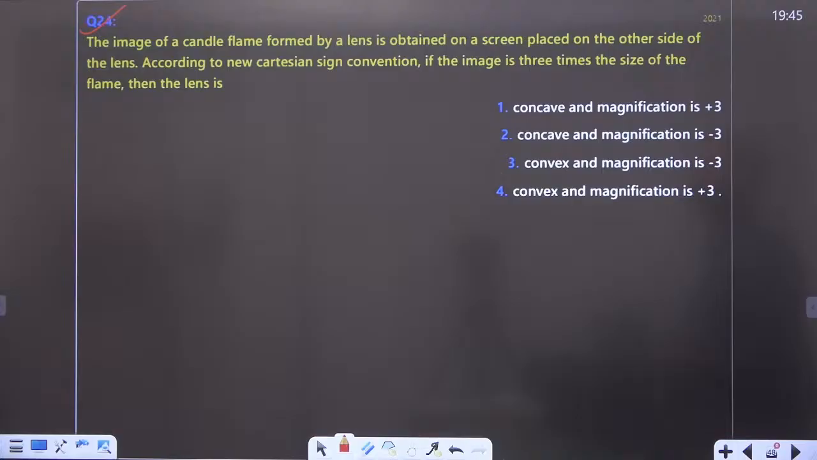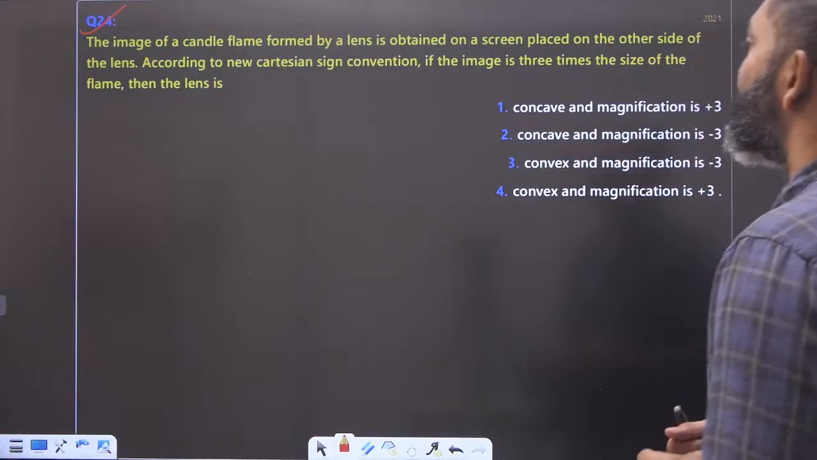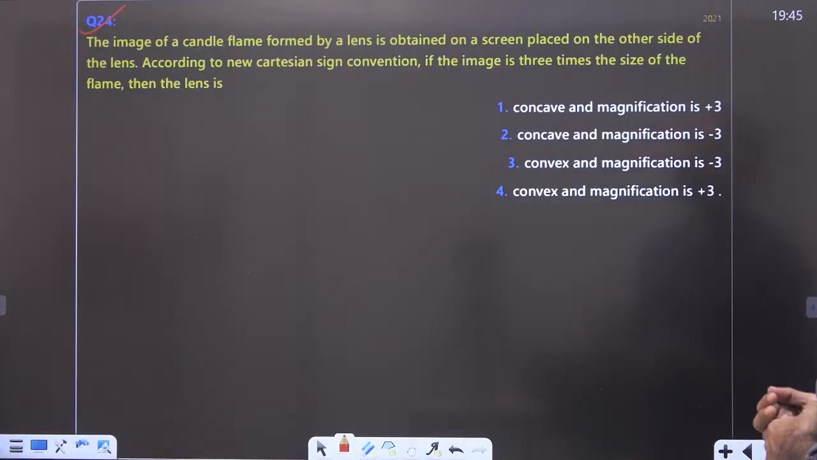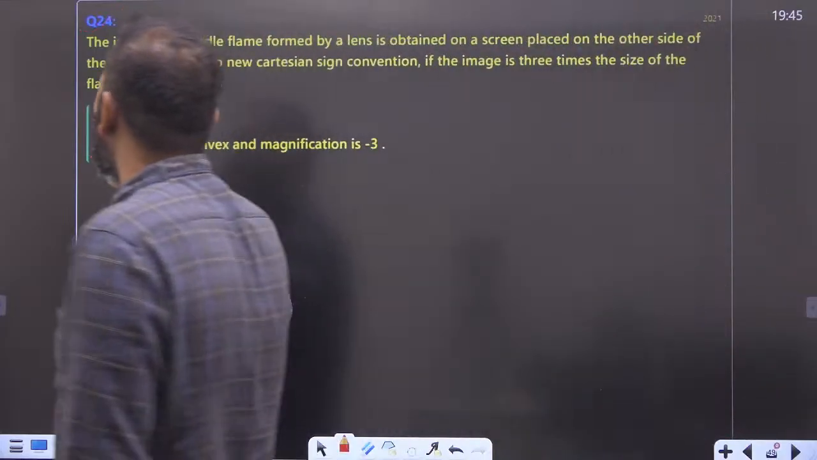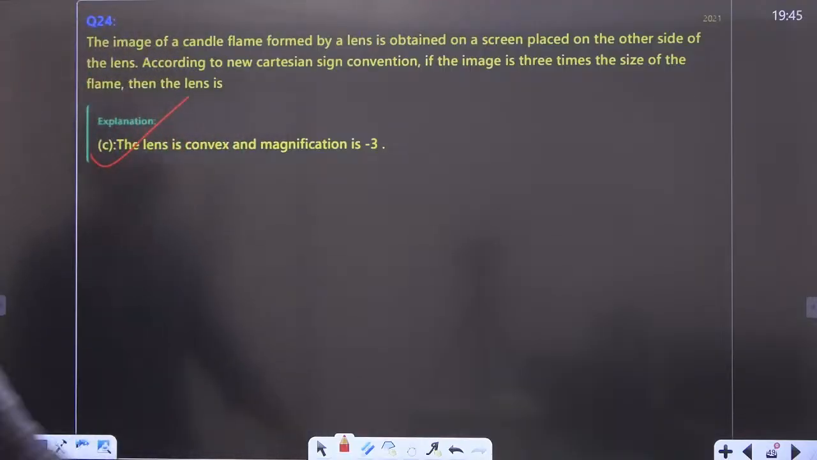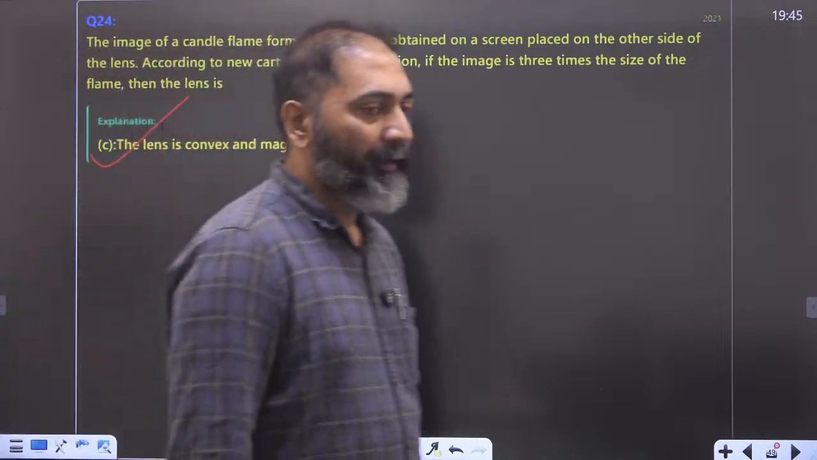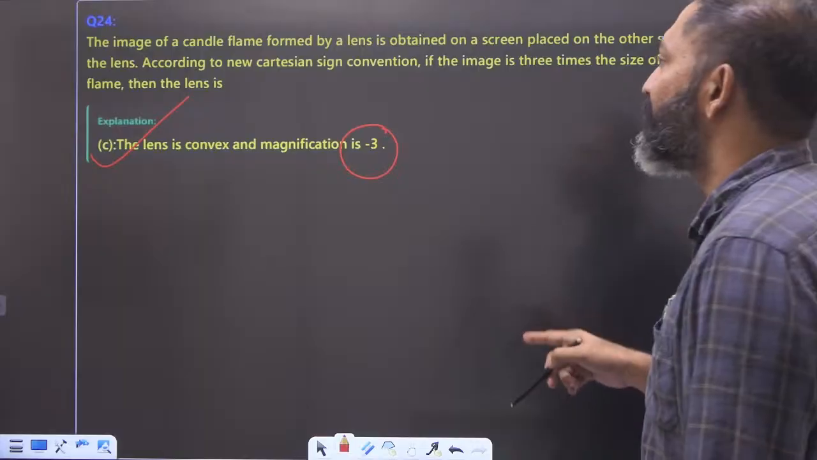The image of a candle flame formed by a lens is obtained on a screen placed on the other side of the lens. According to new Cartesian sign convention, if the image is 3 times the size of the flame, then the lens is, let's see, 3 times ആണ് സൈസ്, അത്രയും വലുതായി. അപ്പൊ ലെൻസ് എന്താ? കോൺവെക്സ് ലെൻസ് ആണ്. മാഗ്നിഫിക്കേഷൻ -3. അപ്പോ ഇമേജ് 3 ടൈംസ് ആവുമ്പോൾ ഇമേജ് വലുതാണ്. അപ്പൊ കോൺവെക്സ് ലെൻസ് ആണ്.